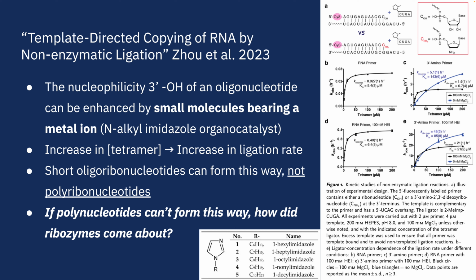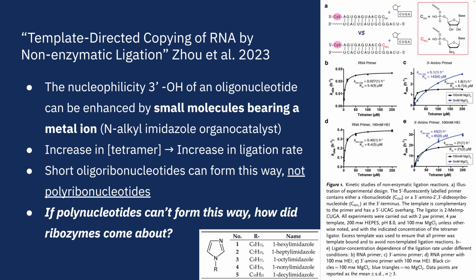How did we get RNA to copy itself and to continue to grow? Well, this experiment was cited in the review. And all they did was take a solution of tetramers, basically of ribonucleotides, and enhance the nucleophilicity of their 3' hydroxyl end. And this basically made them ligate. This is all prebiotically plausible.